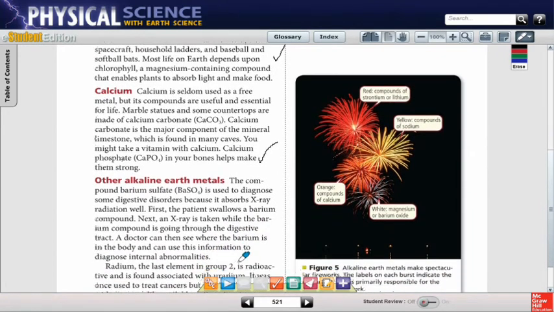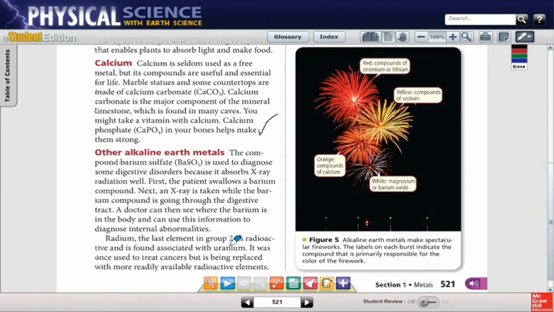And here are some other earth metals, but if you want to read this, go ahead. Well, this you should know also. Radium, the last element in group 2, is radioactive and is found associated with uranium. It was once used to treat cancer, but is being replaced with more readily available radioactive elements.